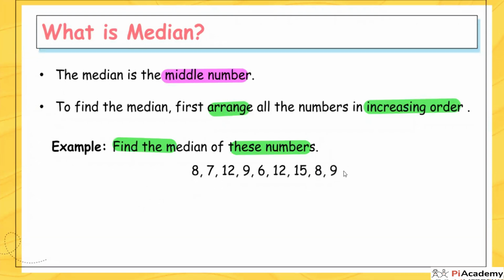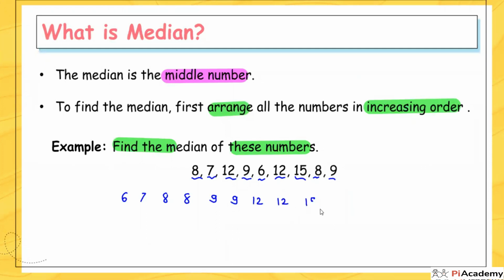So what is the minimum number? I can see my minimum number is 6. So I'm starting with 6. What is my next minimum number? I can see that is 7. So let's have 7. And then what is the next minimum number? I can see 8. And there are 8s two times, so let's mention it two times. And then 9. I can see there are two nines, so write it down two times. And then 12 is there. Two 12s are there. And at the end you have 15.